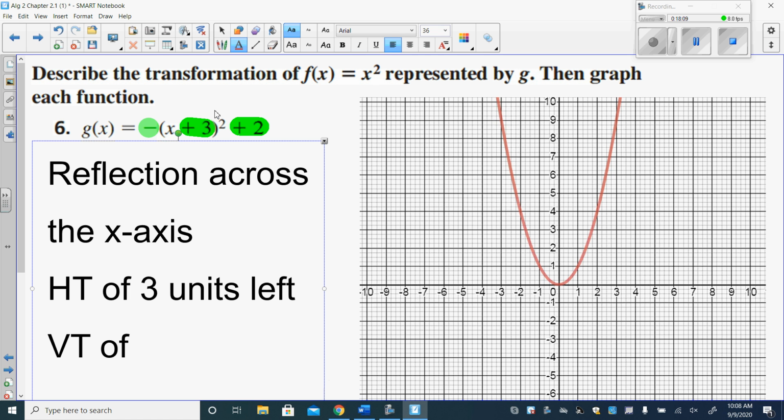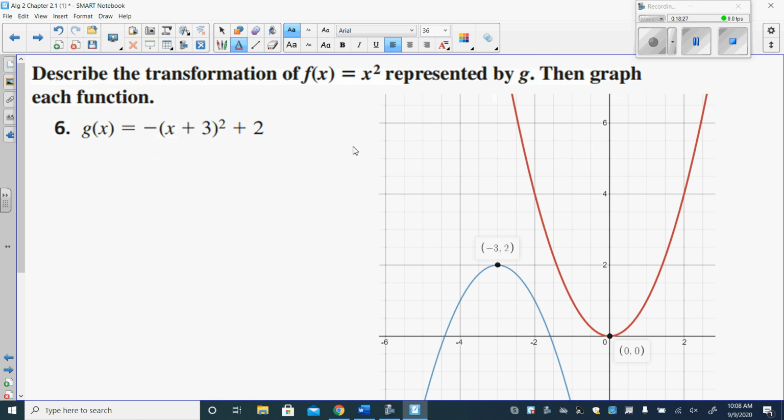Well, that's going to be a vertical translation of 2 units up, because the vertical translation, the one on the outside, is kind of exactly how we think of it. Since it's +2, it's moving it up 2. And that's it. That is describing the function. Now we've got to pick the graph out.